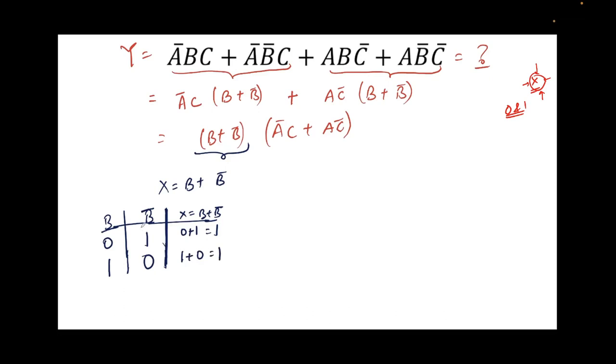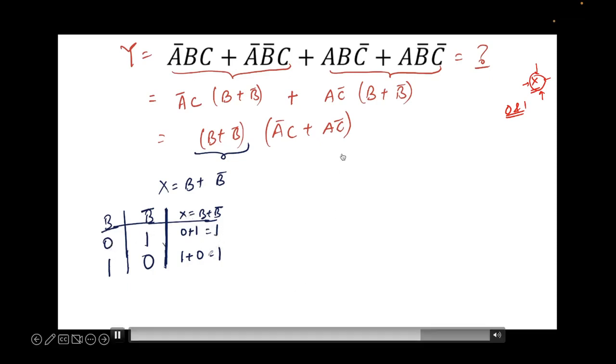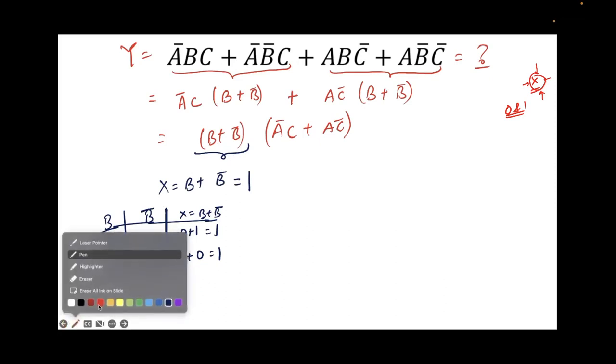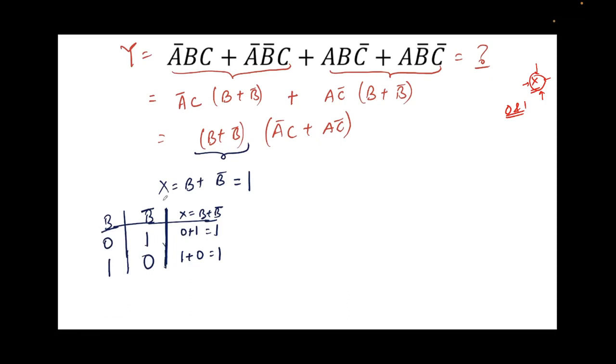Now, this is an interesting case. Whatever the value of b, note that b can only have two values, 0 or 1, the output x is always 1. So this is always true. x is equal to 1 irrespective of the input. So I can write x equal to b plus b bar equal to 1. It's independent of the input. It's always true. Hence, coming back to my original expression, what I have obtained is b plus b bar equal to 1.